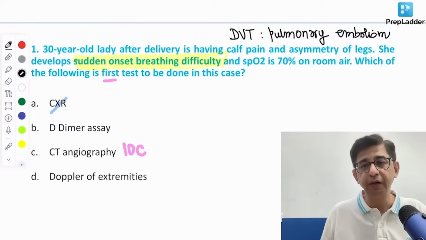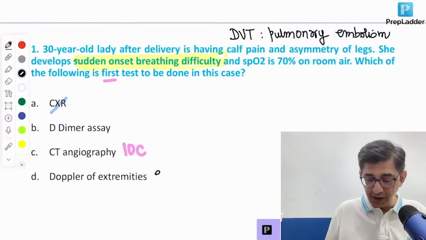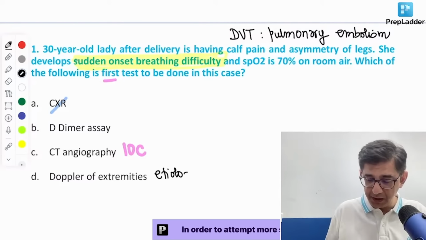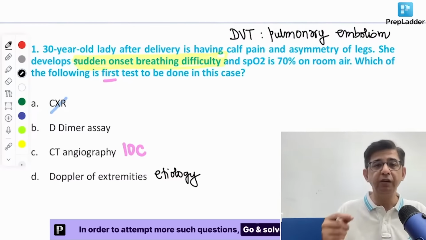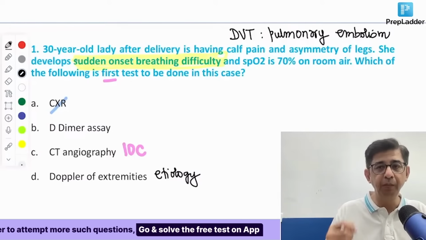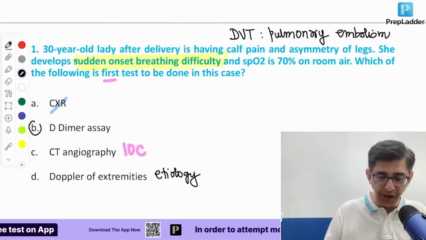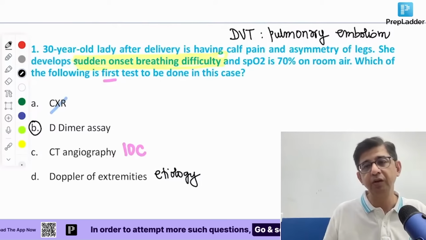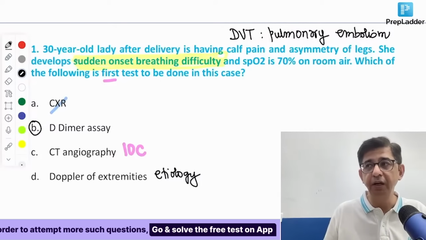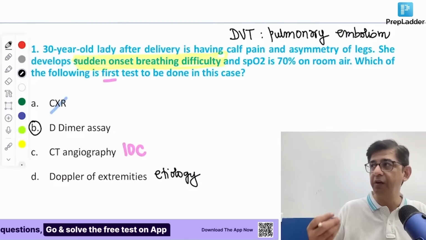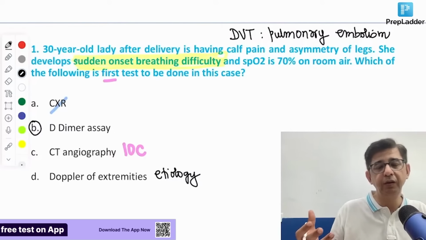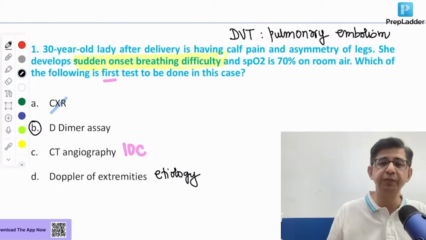One is Doppler of the extremities. Doppler of extremities would help me determine the etiology, that is, what is the cause. But when it comes to identifying pulmonary thromboembolism, if he says what is the first test to be done, our answer would be D-dimer assay because that will increase the diagnostic yield. Whenever you are having clot formation in the body, the D-dimer assay values would always be elevated.